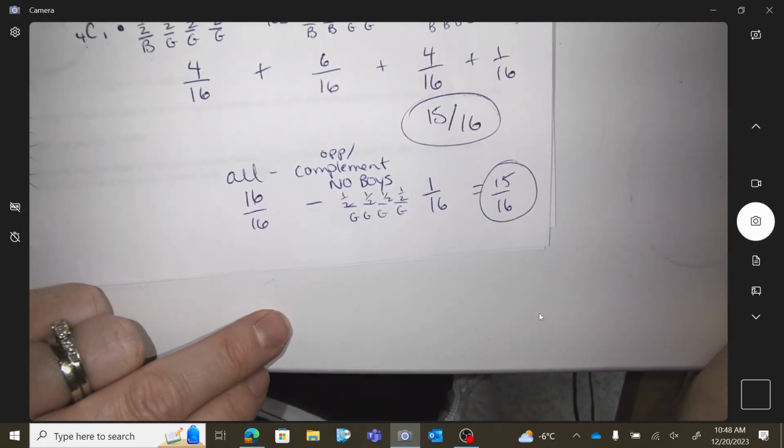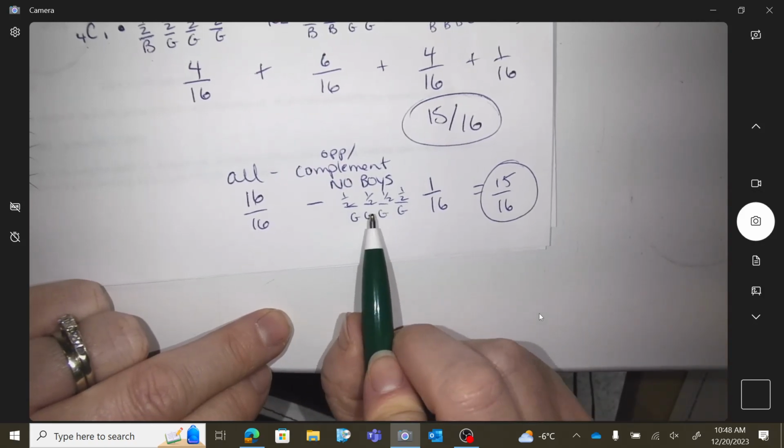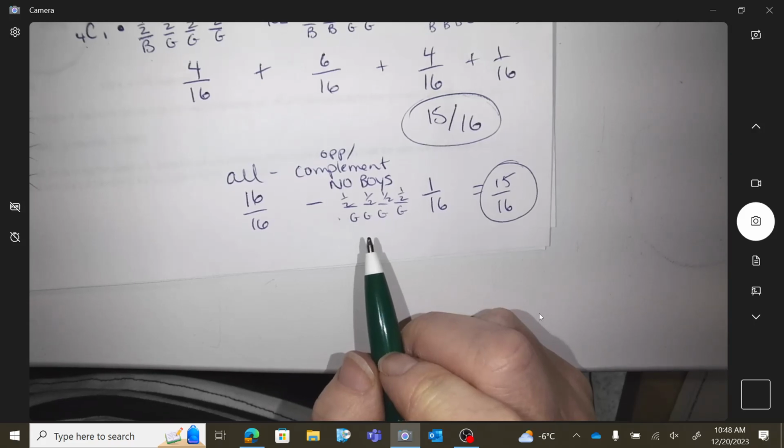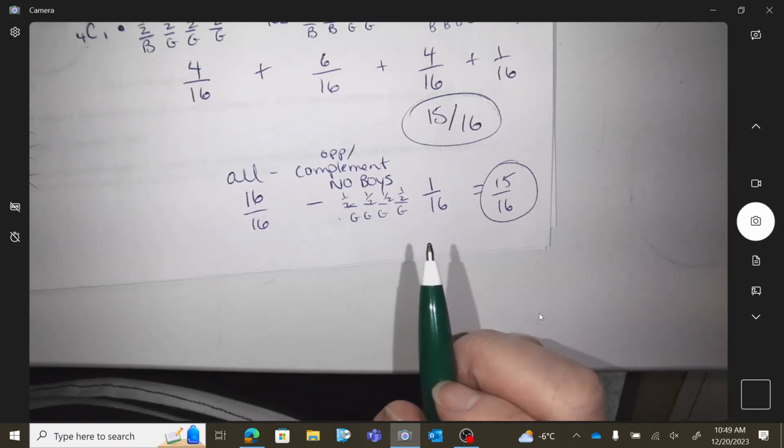So that one's a little faster, right? Okay, and again, there's no choose multiplier because there's no other way to move those 4 girls around. You can't pick a different order than that.